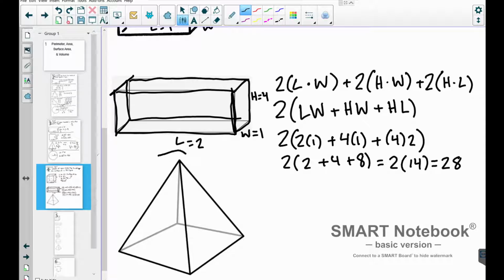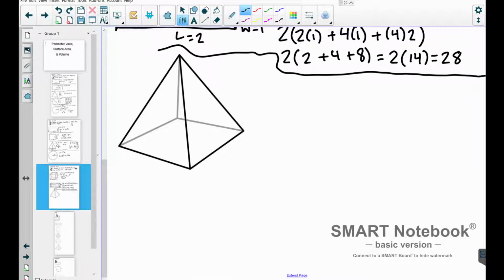So once again, although these formulas look a little complicated, it's important to know that what you're doing is just simply adding up the faces of the shape you're looking at. Now with a pyramid, this one's a little bit different because we're working with triangles and a square.